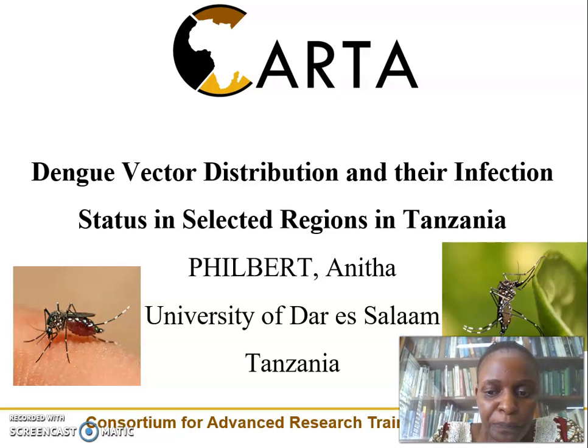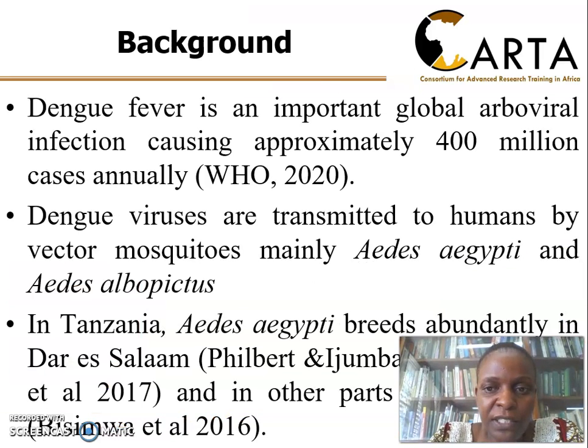So dengue is one of the vector-borne diseases that causes approximately 400 million cases each year. The viruses are transmitted to humans by vector mosquitoes from the Aedes genera, and the two species, mainly Aedes aegypti and Aedes albopictus, are the main vectors across the globe.